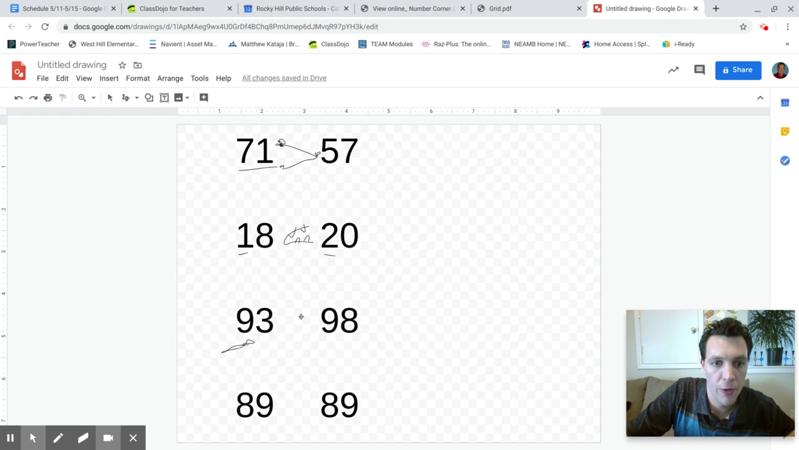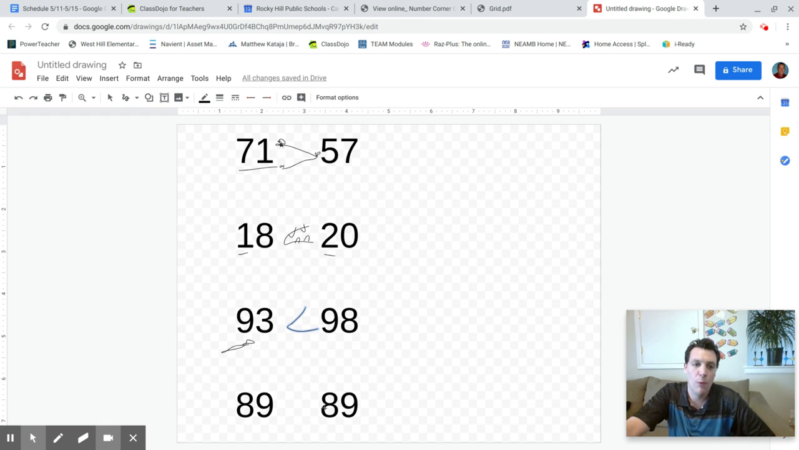Let's do the alligator. So 98 is greater than 93. And then if a number is equal, 89, 89. Wait a second. One of those is not greater than or less than. It is equal to. So we do our equal sign, and we know that's our equal sign.